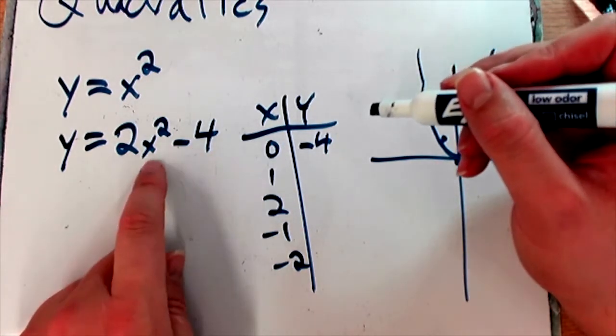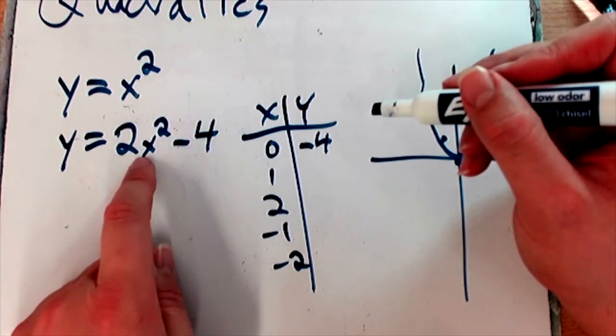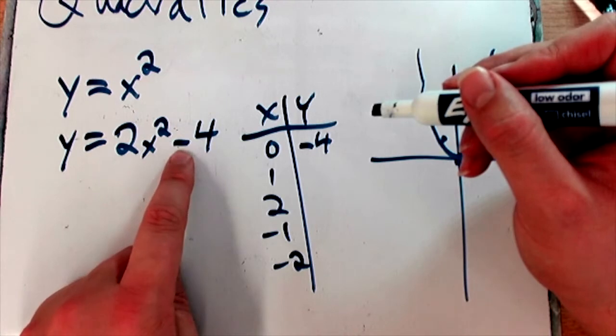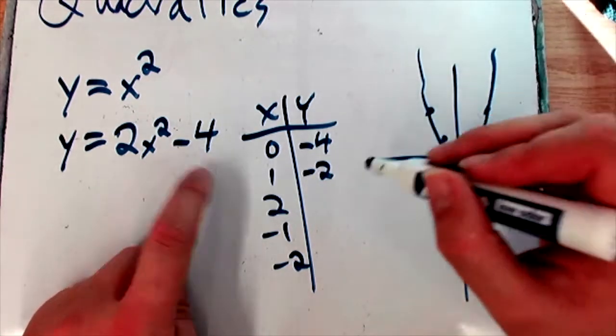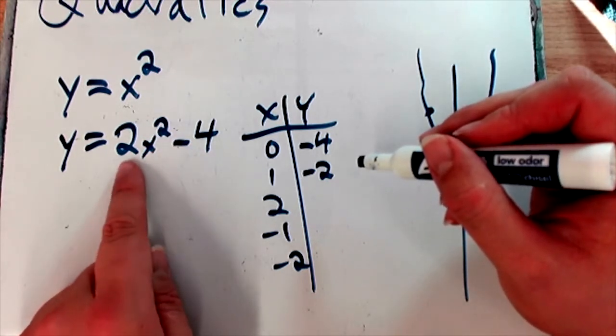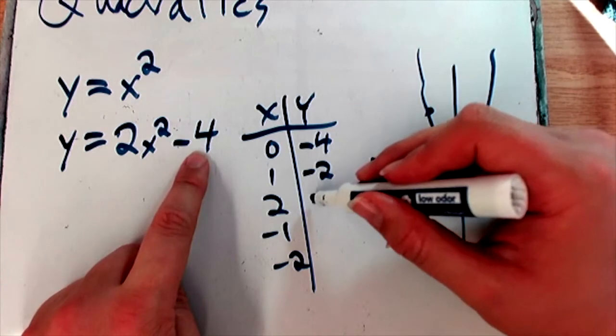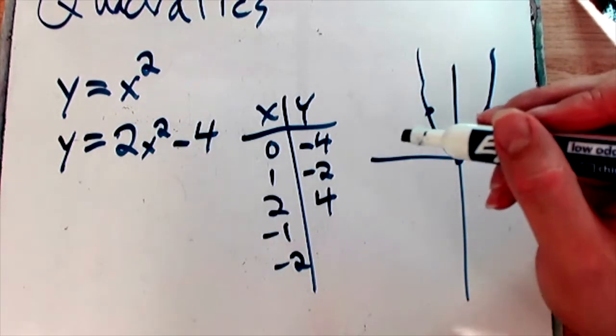When x is 1, 1 squared is 1, times 2 is 2, and then minus 4. 2 minus 4 is minus 2. Now what about 2? 2 squared is 4, and 4 times 2 is 8. 8 minus 4 is 4. You're starting to see this shape up.